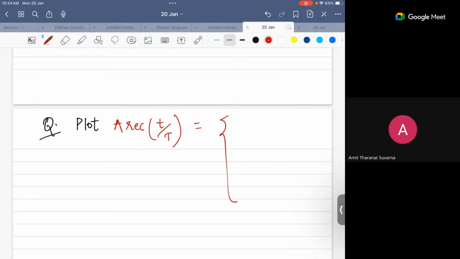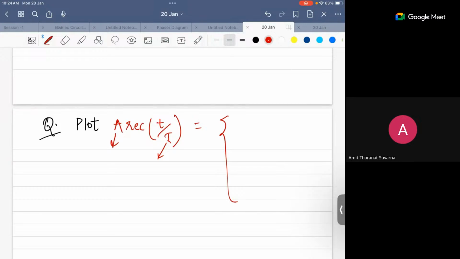This is how we define a rectangular function. Here, A is the magnitude of the rect function. Tau is the width of the rect function. So this is a form of a rectangular function. It will look like a rectangular function where the magnitude is A. T is the independent variable, the upper one. Tau is the width of the rectangle.